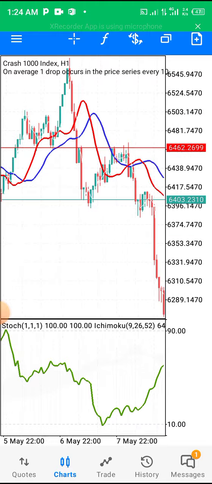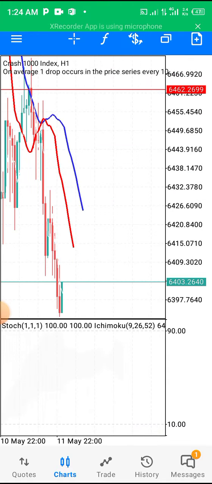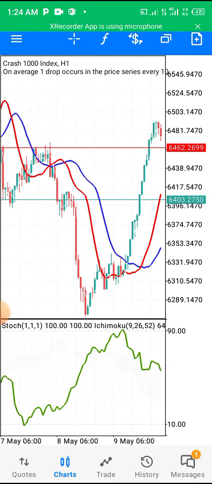So how do you know if the trend is against you? If you're actually going to buy, you have to make sure that the trend is an uptrend.